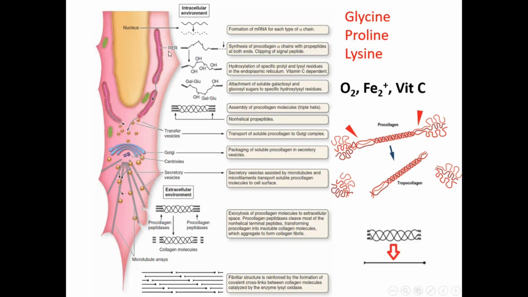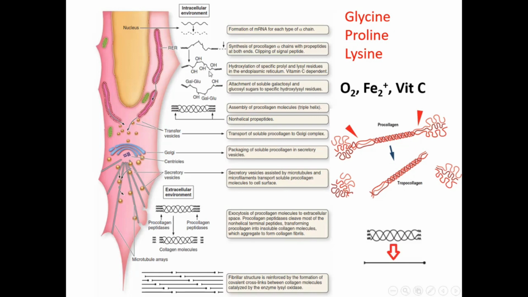Within the RER you see the assembling or polymerization of amino acids and the making of a pro-collagen alpha chain. I said this alpha chain is rich in three amino acids, glycine, proline, and lysine. The next step is hydroxylation of proline and lysine.